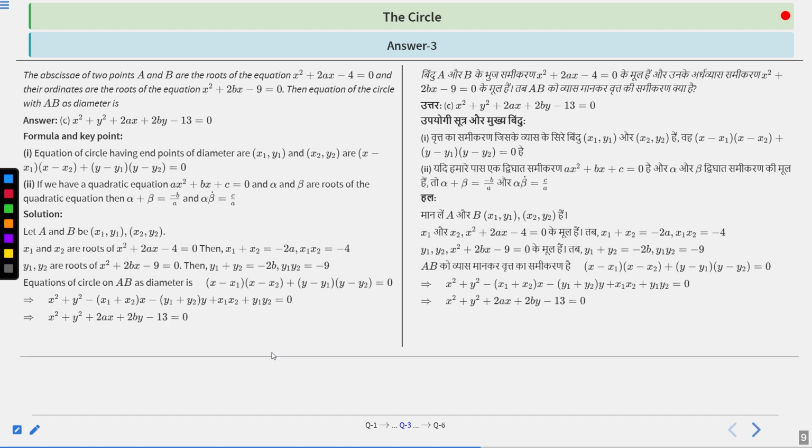Got it? Therefore, after putting the values of x1 plus x2, y1 plus y2, x1 x2 and y1 y2, you will get the equation of the circle as x square plus y square plus 2ax plus 2by minus 13 equal to 0. Clear? Therefore, option C, x square plus y square plus 2ax plus 2by minus 13 equal to 0, is the right equation of the circle. Got it? Okay, let's move to the next question.